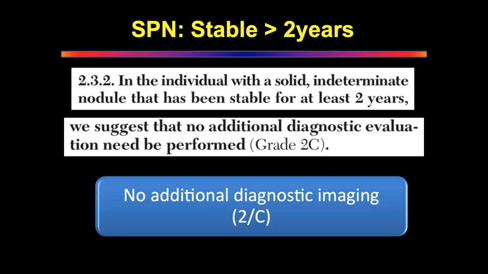No additional imaging means no imaging, but will he still come for clinical follow-up? No, not necessary. You can see him again if he has symptoms or he himself wants to come back. But according to guidelines, you don't need to see him again. You don't do anything more for this patient. If you want to, you could just do a chest X-ray. But there is no advantage of seeing him again.